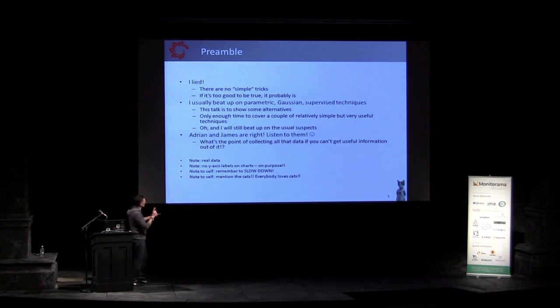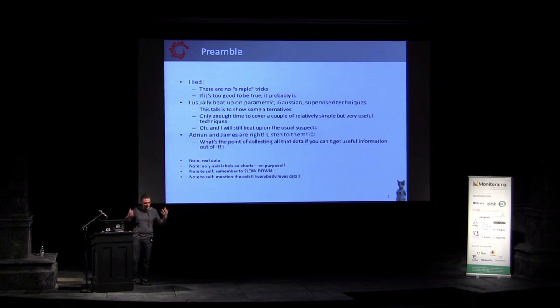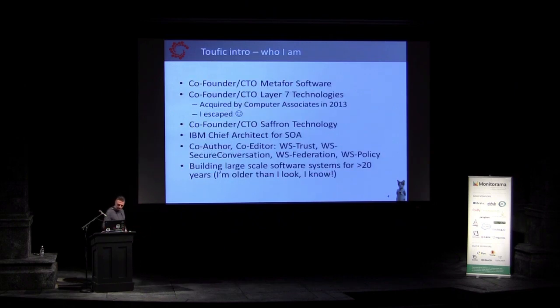Just a couple of real notes. I will show lots of graphs. This is real data. It comes from actually real systems. I won't have any y-axis labels on the charts usually, because it doesn't really matter to me what the metric is. It could be unicorns per second. Metrics are metrics. I need to keep reminding myself to slow down. You guys have a role to play here. If I see hands going like this, which is usually the case, it means I need to slow down. And then finally, my daughter says, mention cats. Everybody loves cats. If everything else goes wrong, at least there's cats in the presentation, right?